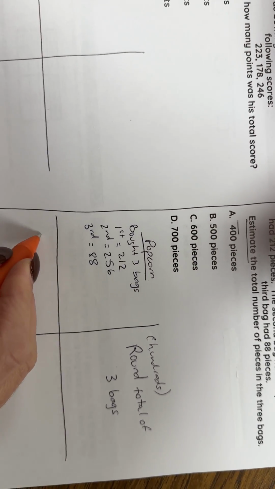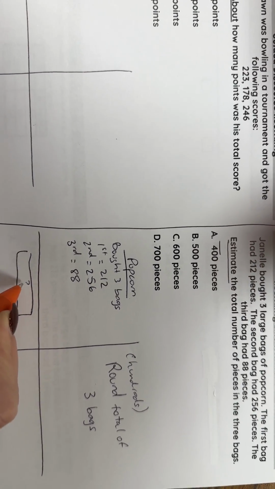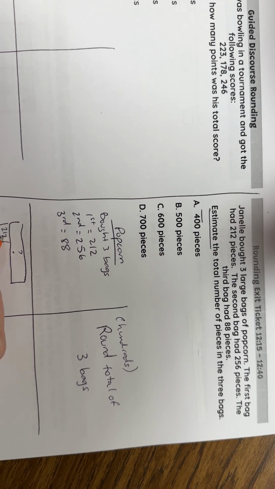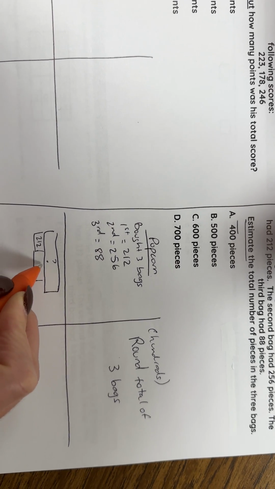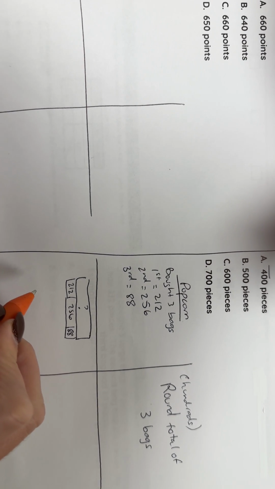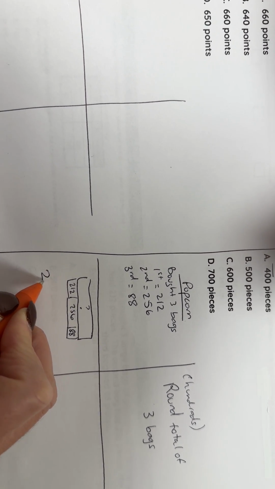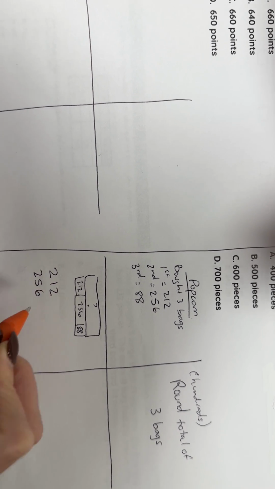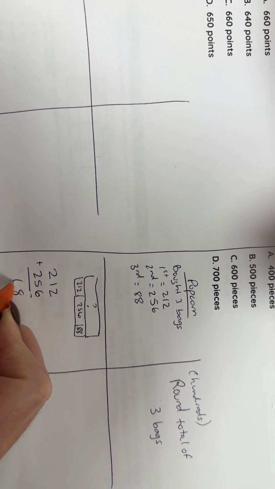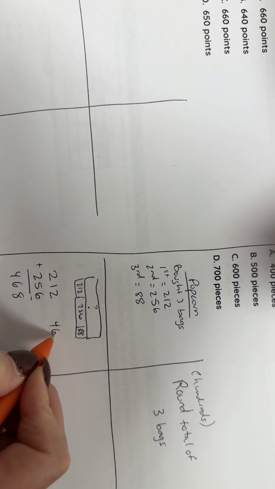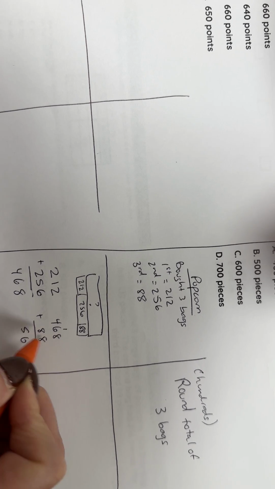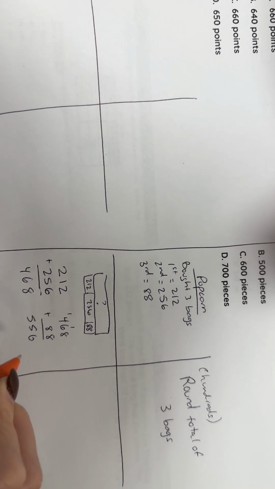So some students may even draw a strip diagram right here, and they're like, I'm finding my total. I see that the first one has 212 pieces, the second bag has 256, and the third has 88. So I'm going to add all 3. We can do it this way first. So step 1, if I want to add all numbers first, I'm breaking it up into 2 at a time because the students tend to do better that way. So 6 plus 2 is 8, 5 plus 1 is 6, 2 plus 2 is 4. And then I take 468 and I add 88. Okay. 14 plus 1 is 15. Then I would get 556.